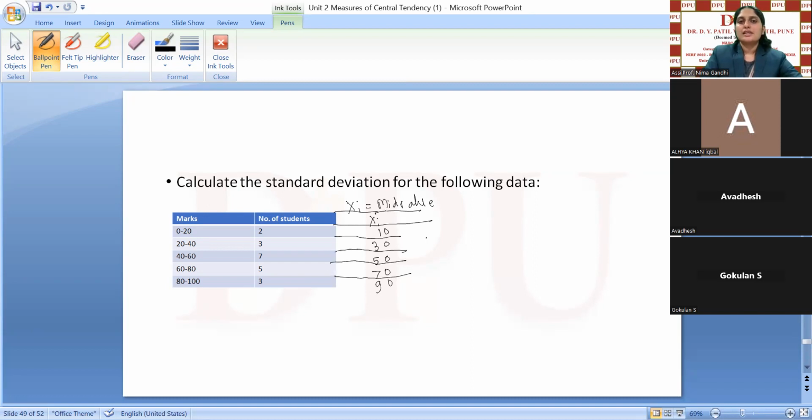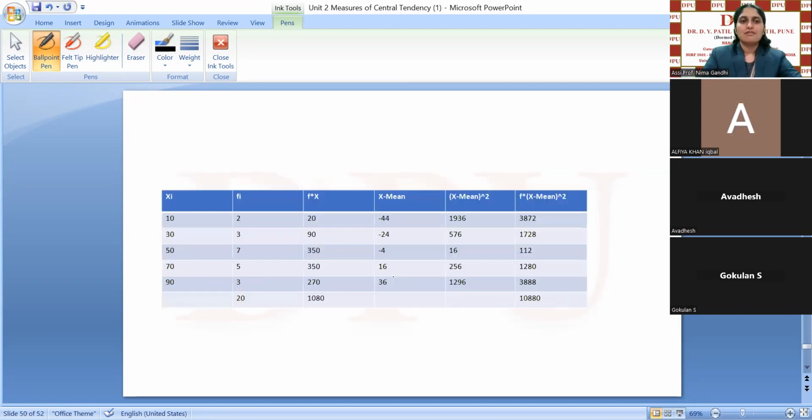So now you're using these xi's and these frequencies for your calculation. You have xi's like 10, 30, 50, 70, 90 and respective frequencies. I have written here the xi's and respective frequencies. Once you know the fi and xi, you can do the rest of the calculations. What is your x bar? X bar is summation of fi xi divided by summation of fi. So fi xi: 10 into 2 is 20, 30 into 3 is 90, and so on.